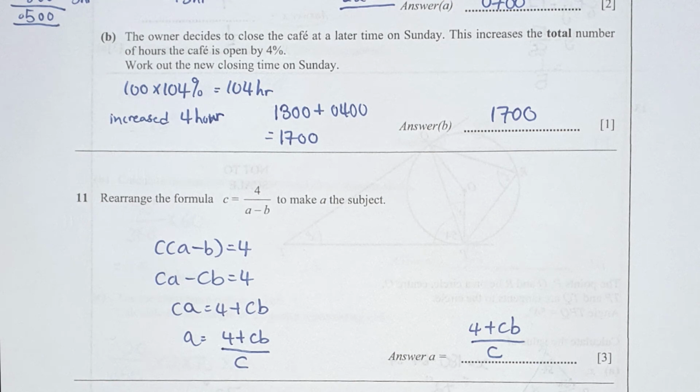So question 11, make A the subject here. I listed down all the details. Okay, your A's final results should be 4 plus CB over C.